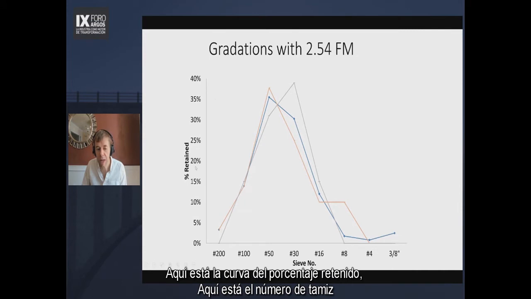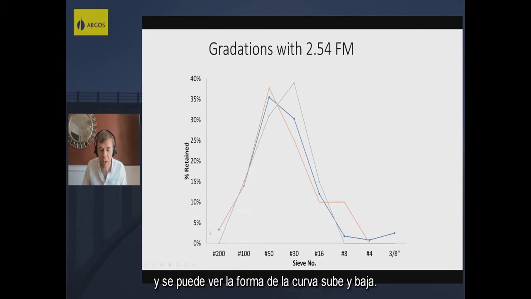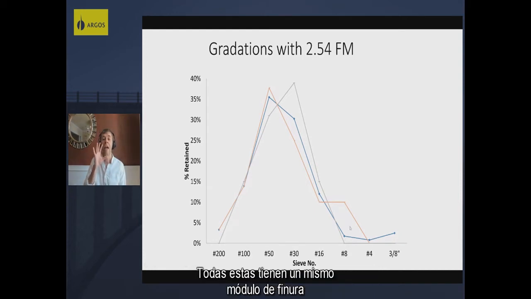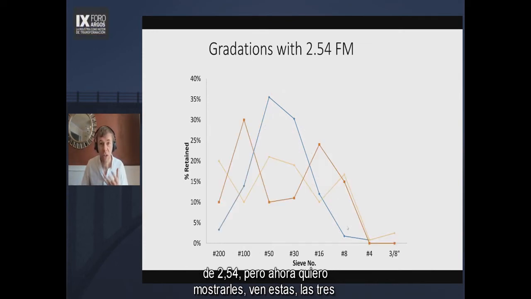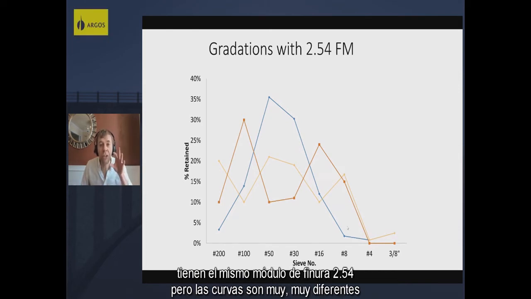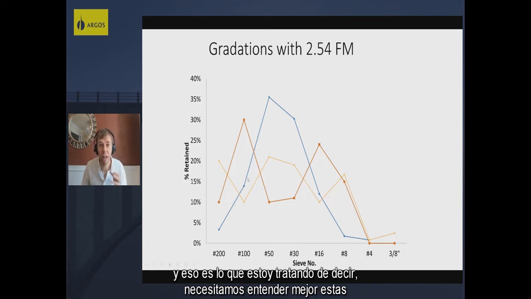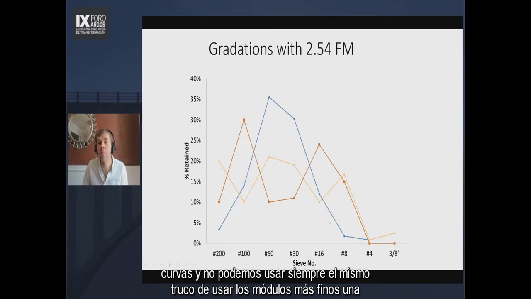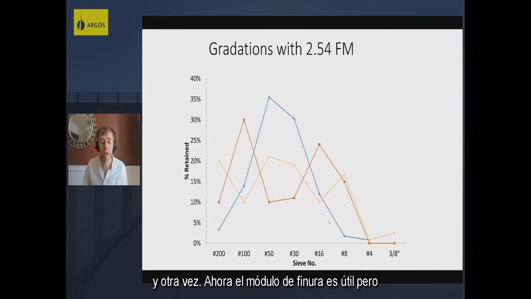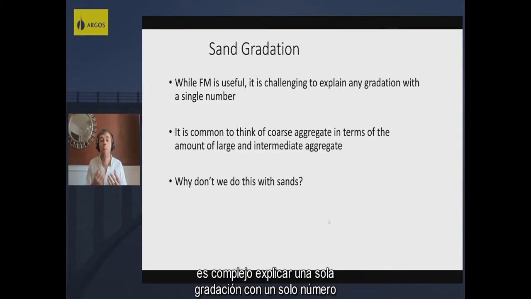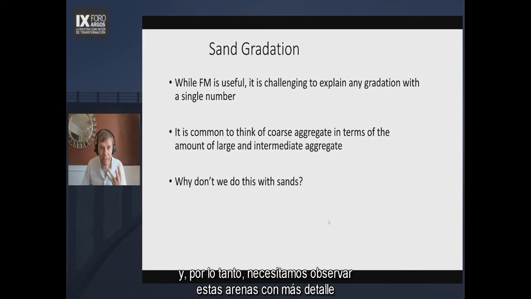So here is the percent retained curve. Here is the sieve number, and you can see the shape of the curve. It goes up and it goes down. All of these have the same fineness modulus of 2.54. But now I want to show you, see these? All three of these also have the same fineness modulus, 2.54, but the curves are very, very different. And that's what I'm trying to say. We need to better understand these curves, and we can't just use our same trick of using the fineness modulus over and over again. Now, the fineness modulus is useful, but it's challenging to explain a single gradation with a single number. And so we need to look at these sands in more detail.